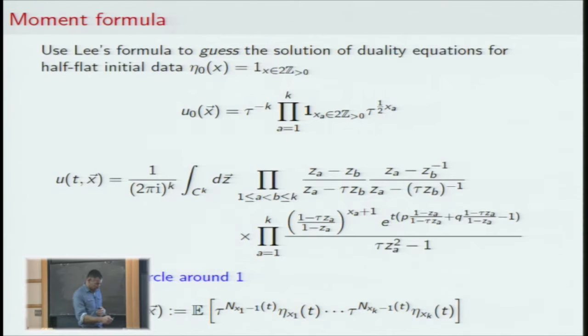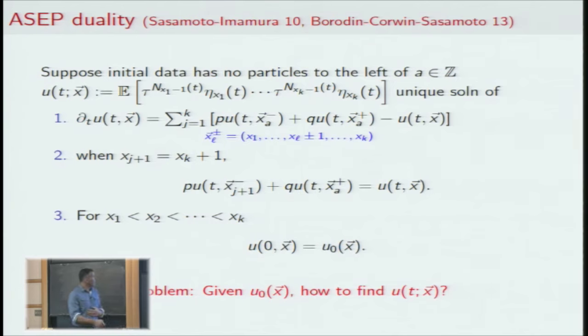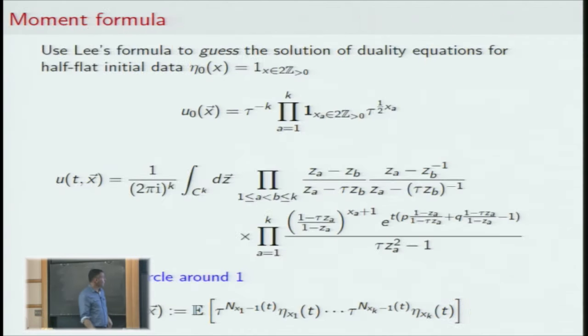All of this stuff, I didn't say it and I should have: all of this is for half data. So this is data which are 0 to the left of some point. Okay, that's very important. So we can only do half-flat this way. Okay, so you get a formula for the half-flat moments this way. And you can check it works.